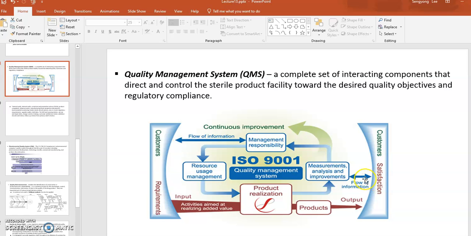So it's talking about the QMS being the comprehensive measure of what your company would be doing to make sure that your manufacturing of the product and the product itself meets the quality requirements.